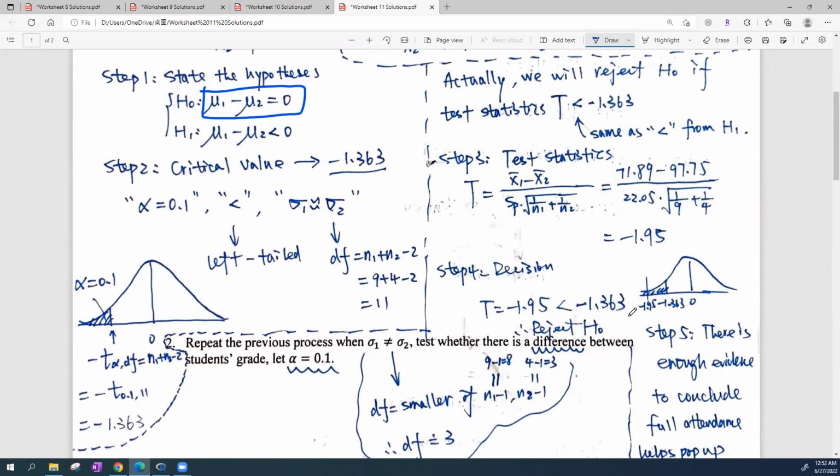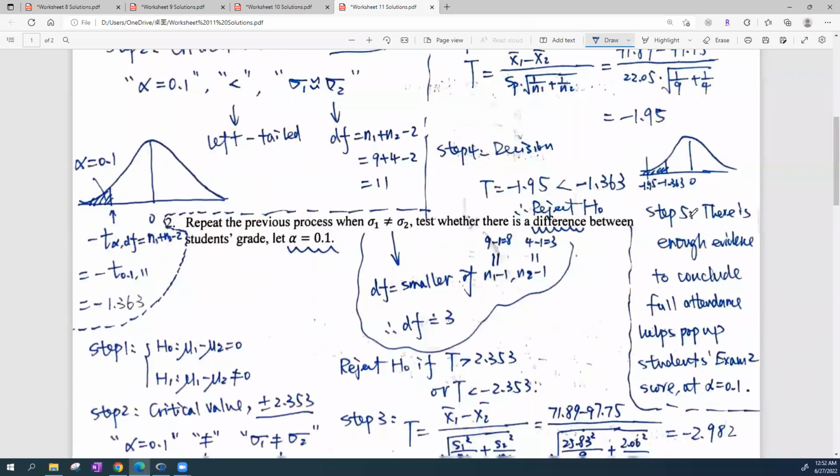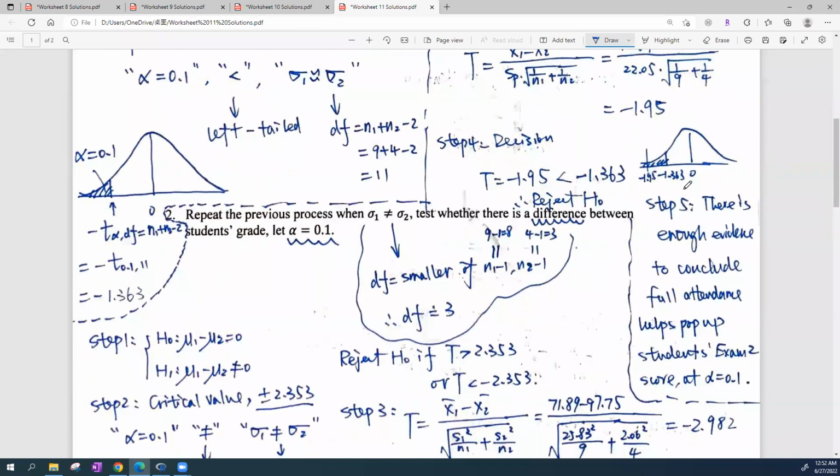And then we put the critical value, and then we just check whether it is. It is. So we reject the null hypothesis H naught. And from the distribution, we can see the rejection region is up to this critical value, negative 1.363 and negative 1.95. It's more than that, so it happens to lie within the rejection region, so we reject the null.